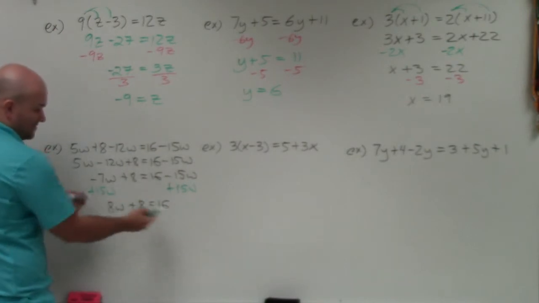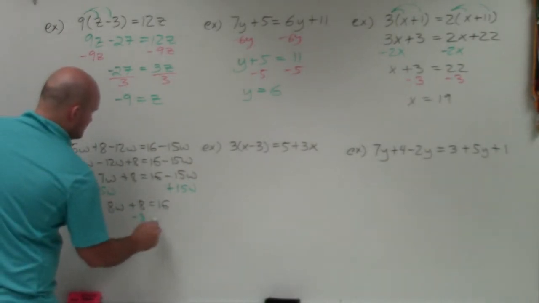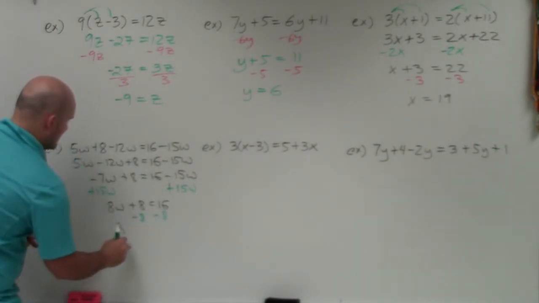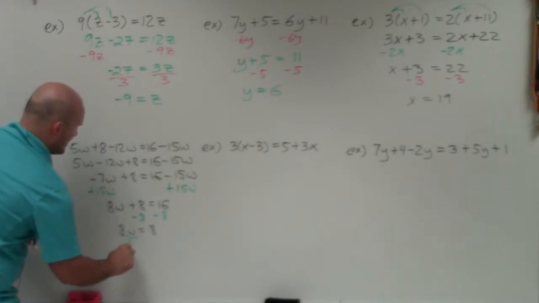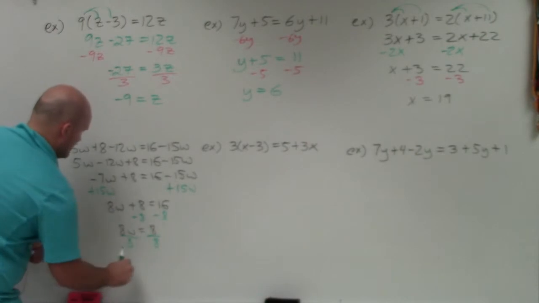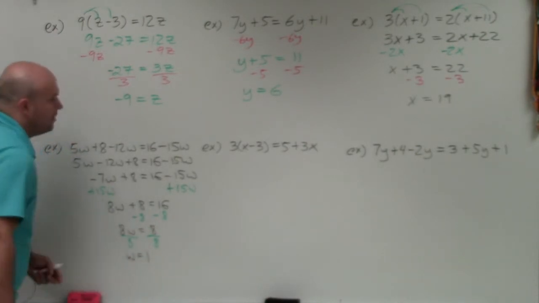Now, to solve, it's a two-step equation. So I solve by subtracting 8 on both sides. And I get 8w equals positive 8. Then I divide by 8 on both sides. And I get w equals 1.